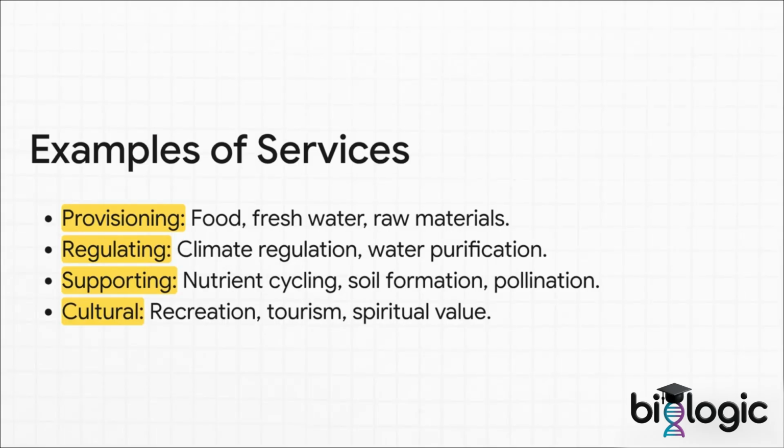So what are we talking about here? Provisioning is the actual stuff we get, like food and fresh water. Regulating services are things like climate control, forests sucking up carbon dioxide. Supporting services are the behind-the-scenes workhorses, like pollination. And cultural services, well, that's the value we get from just being in nature. It's the whole package.